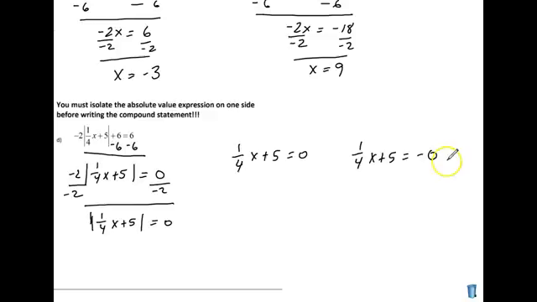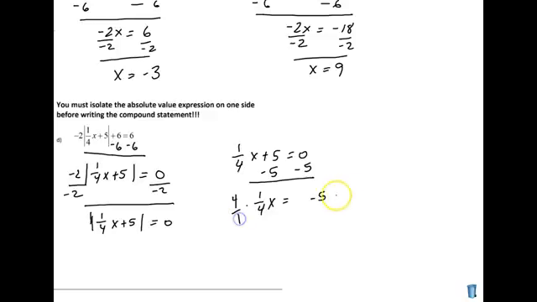Well, we have no such thing as negative 0. So in fact, when you have an absolute value of something equals 0, you will only have one solution. That's an important thing to remember. So let's go ahead and solve for it. I have 1/4 x equals negative 5. To get this by itself, I'm going to multiply by 4/1, and I get x equals negative 20.